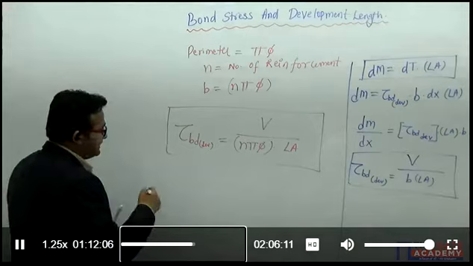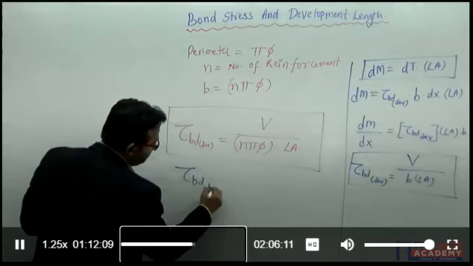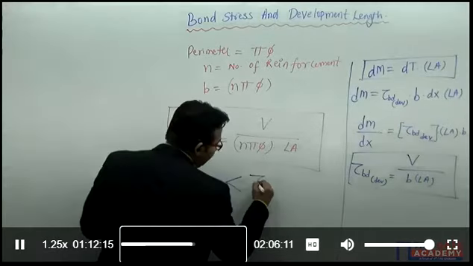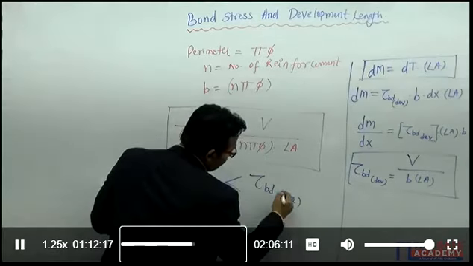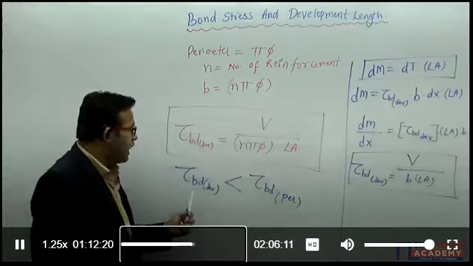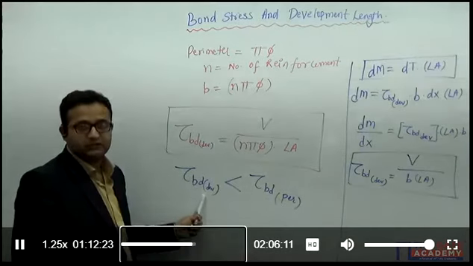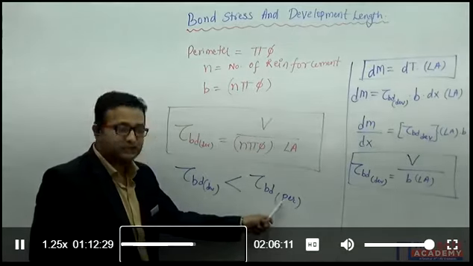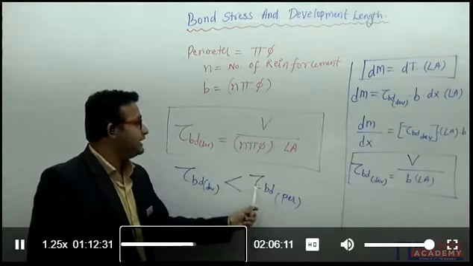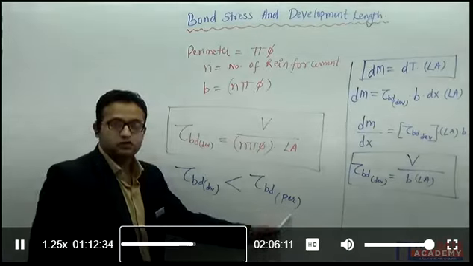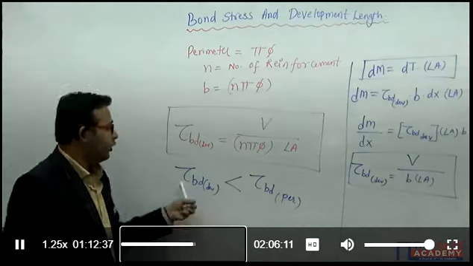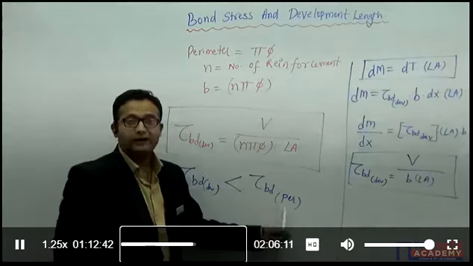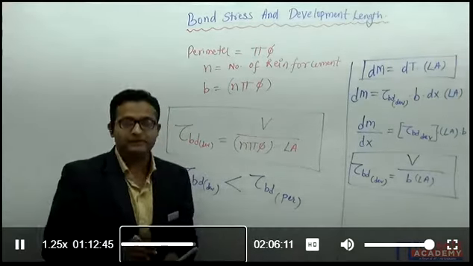These developed bond stresses, tau BD develop, should be less than tau BD permissible. So we should know what the value is. I know how to calculate tau BD develop, meaning developed bond stresses. This is the bond strength of the concrete. So how to calculate this bond strength of the concrete, which we have presented as tau BD permissible? Tau BD develop we have already discussed. This is the formula for tau BD develop. Let's see tau BD permissible. How to calculate this tau BD permissible?